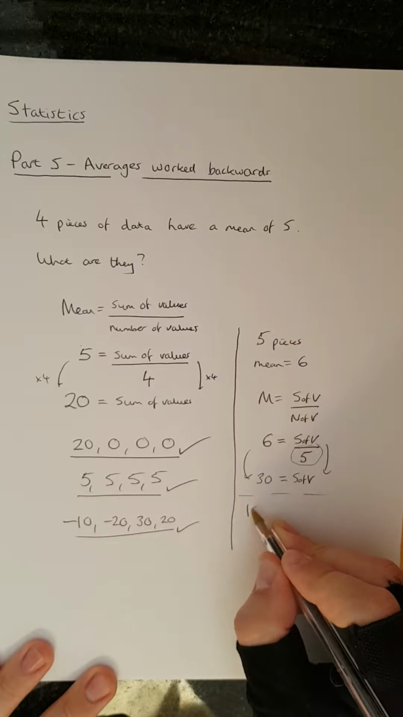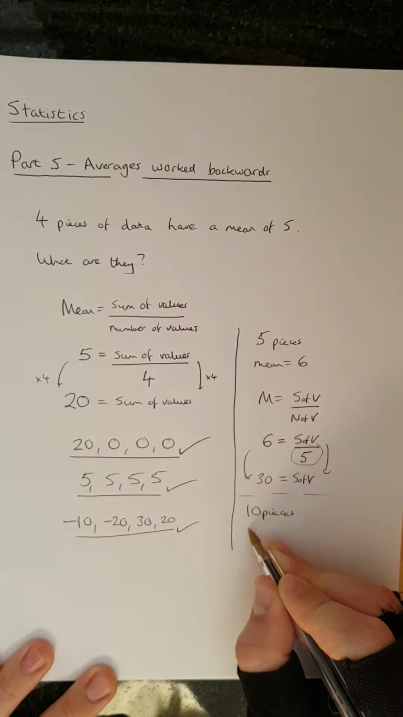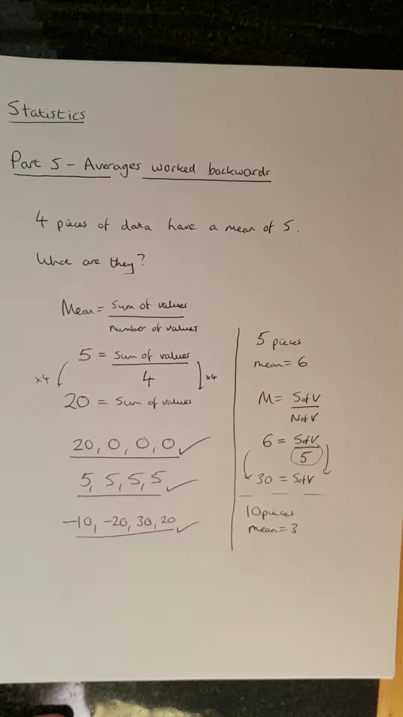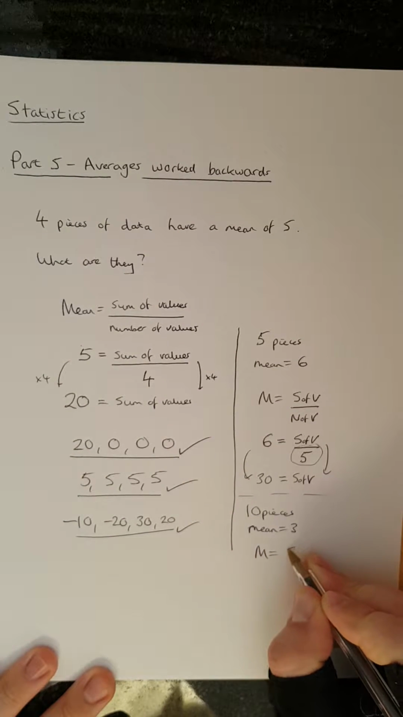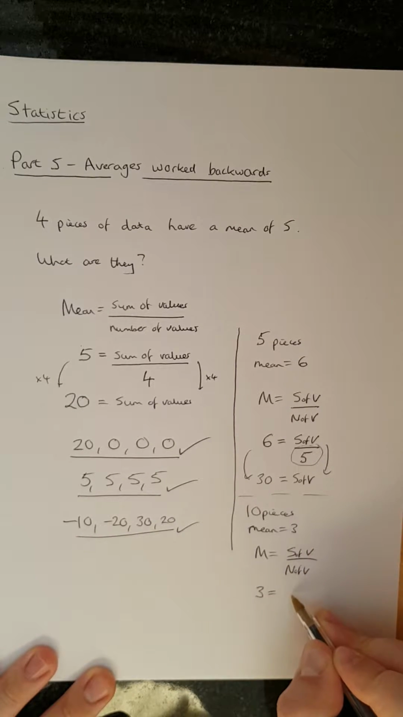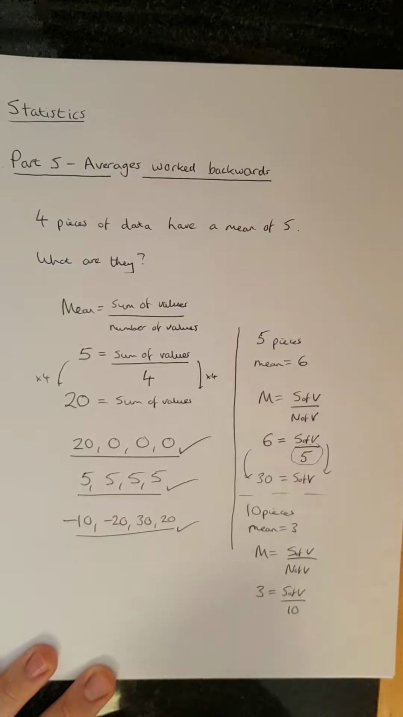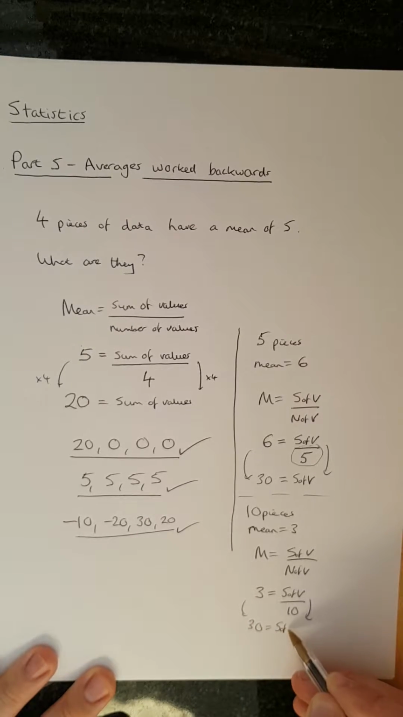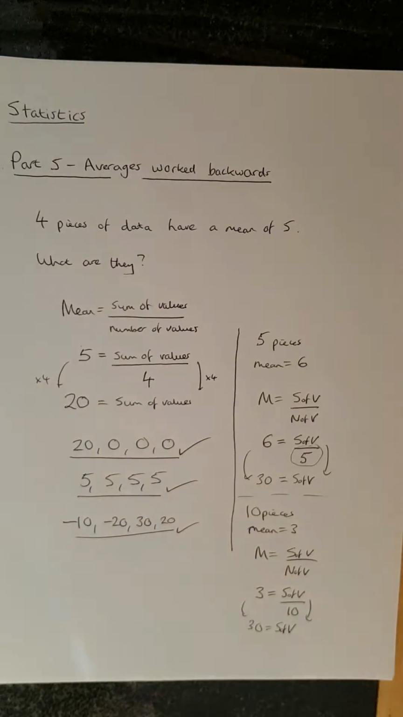One more. I've got 10 pieces of data and I've got a mean of 3. Can you use that to find the sum of the values? Well, some of you have already got this. The mean is the sum of the values divided by the number of values. So 3 is something divided by 10. So we multiply by 10 and the sum of the numbers is 30. And from there, you use that to try and work out a set of numbers that works.